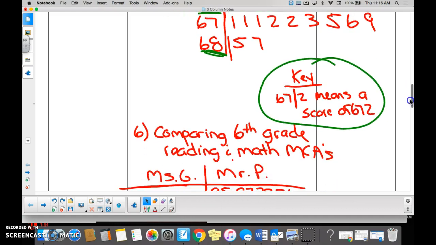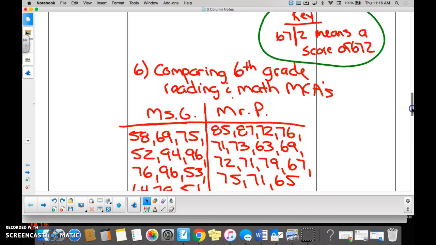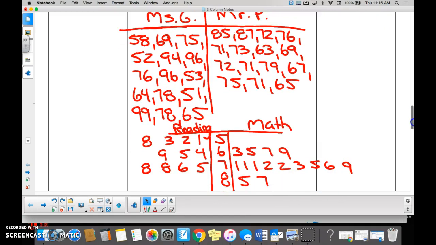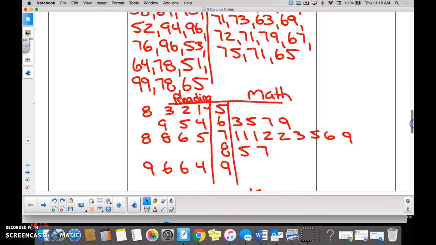Number 6, more stem and leaf, but it's a back-to-back. So here's Miss Gamby's reading data, Mr. Pottinger's math data. I should just say reading and math data. And the tricky part about the reading data is you always write your lowest value closest to the stem. Okay? So it looks like her lowest reading value was a 51. The lowest math value was a 63. The highest reading value was a 99. The highest math value was an 87.